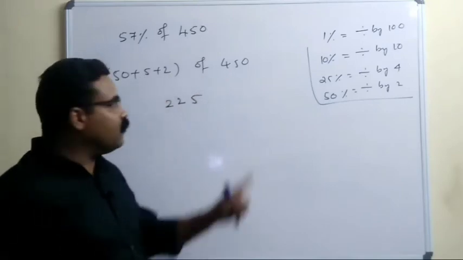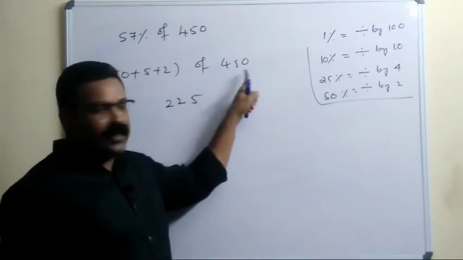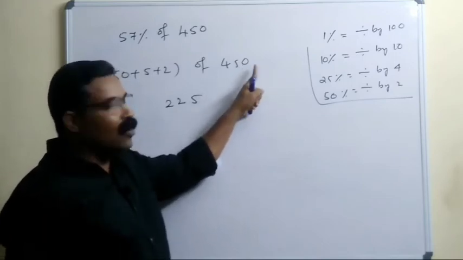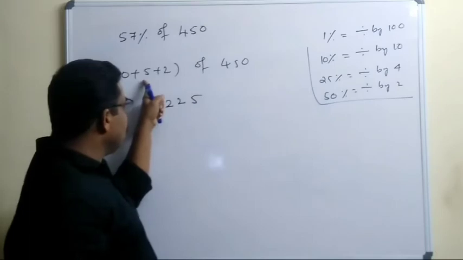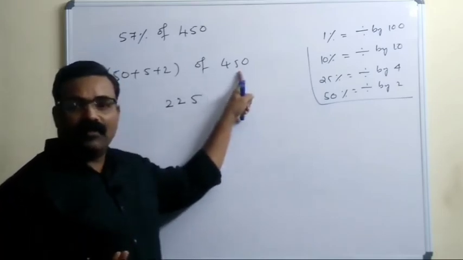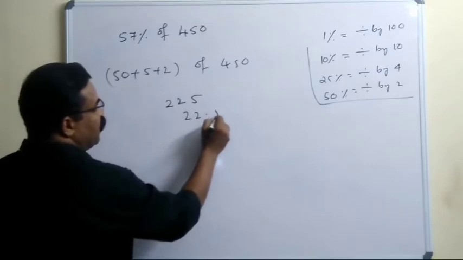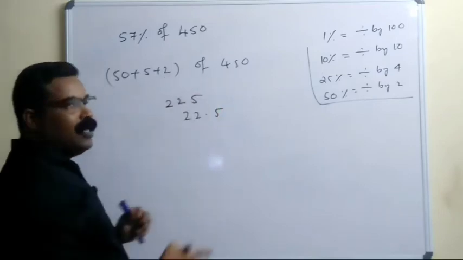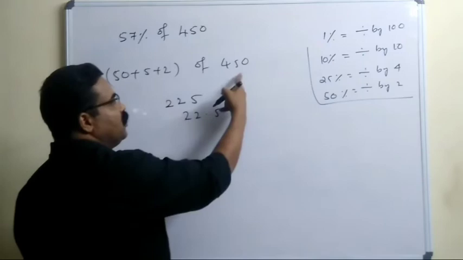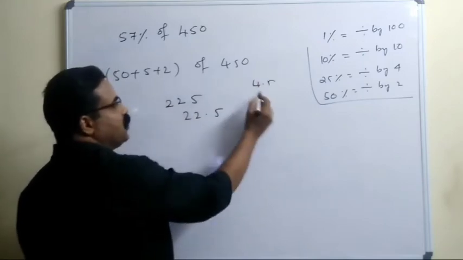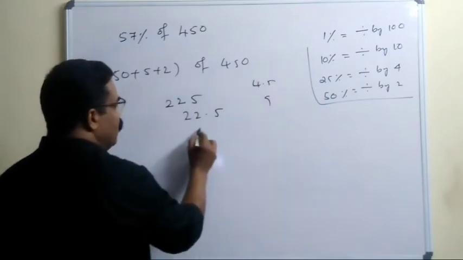5 percentage of 450. We know 10 percentage of 450 is equal to 45. That is one digit from the left, or you can divide it by 10. So 10 percentage will be 45, and 5 percentage will be half of 45, that is 22.5. 2 percentage of 450. 1 percentage will be 4.5. So 2 percentage will be double of this, that is 9.